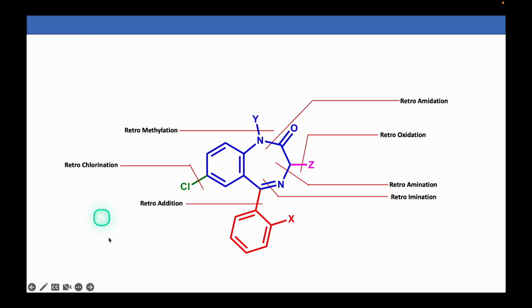In summary, the main disconnections are shown here. In the following videos, the resulting syntheses of these two drugs will be presented.